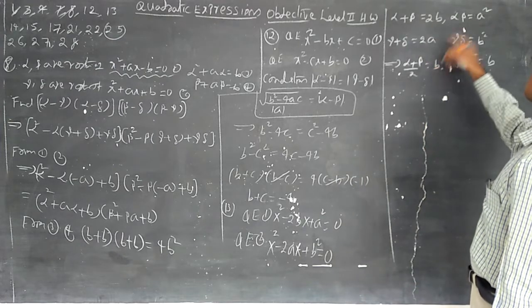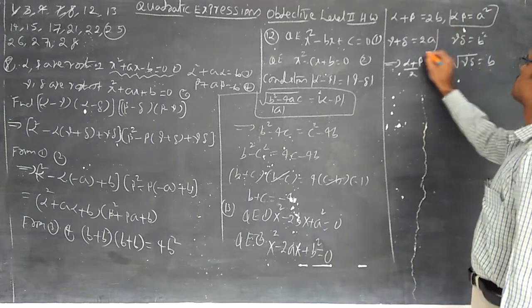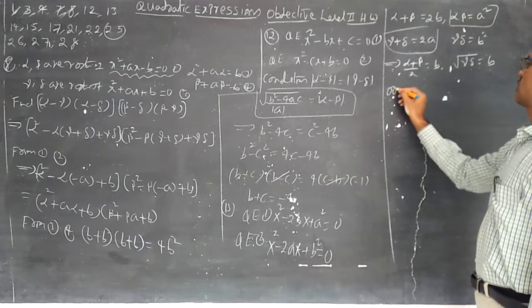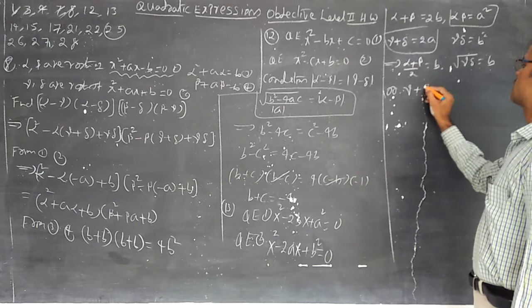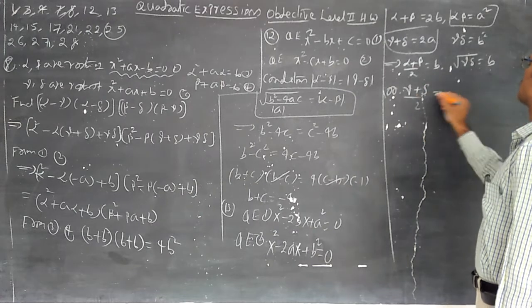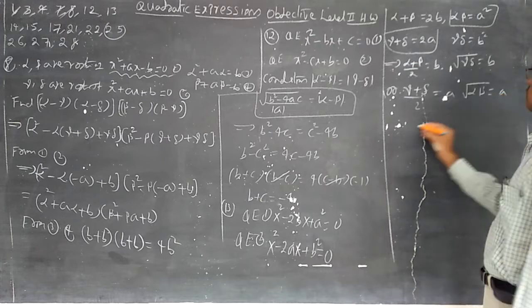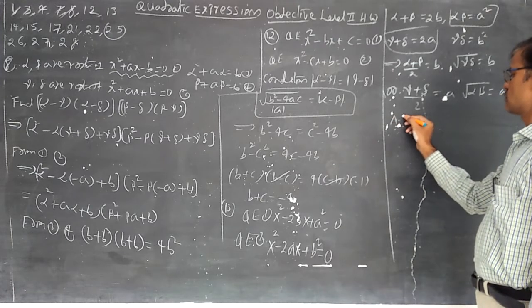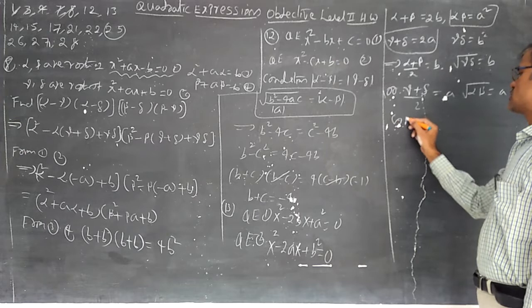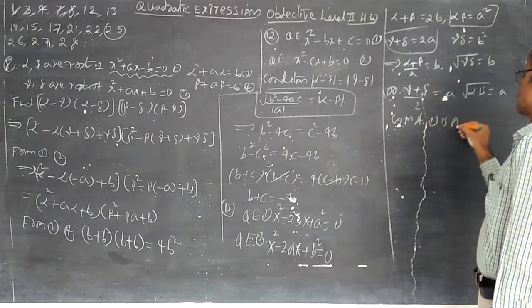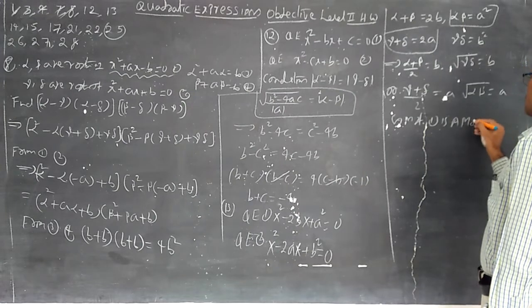So alpha plus beta, you take this AM to GM and GM to a. Gamma and delta, I am writing: gamma plus delta by 2 is equal to a. Root of alpha beta is equal to a. So the AM, GM of 1 is the AM of 2. Like this, the GM of 1 is the AM of 2.